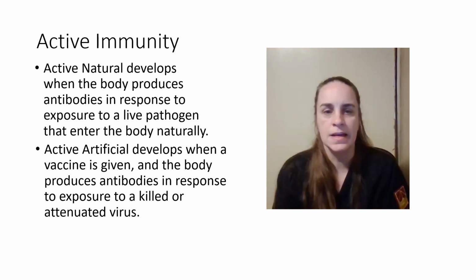In active immunity, there is active natural, which develops when the body produces antibodies in response to exposure to a live pathogen that enters the body naturally. There is also active artificial, which develops when a vaccine is given and the body produces antibodies in response to exposure to a killed or attenuated virus.